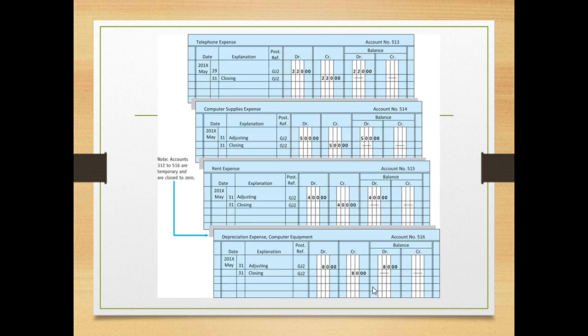Now let's look at the computer supplies expense. So computer supplies expense, this is the first month of business. So there's nothing there. And so we would only start off with a debit of 500 and an ending balance of 500 at the end of the month. So you see here adjusting, GJ2, we debited 500, so the balance ends with 500. We're going to look at closing next time.